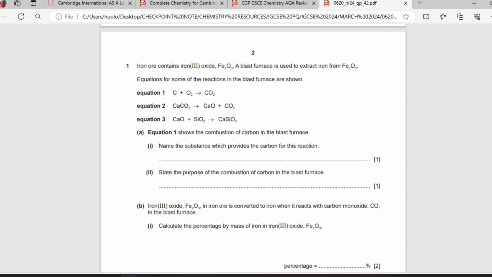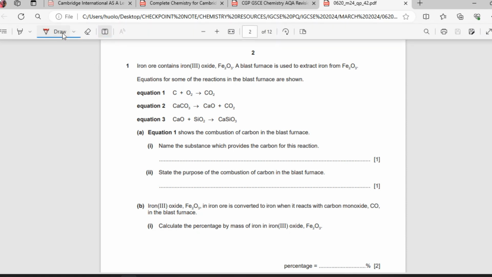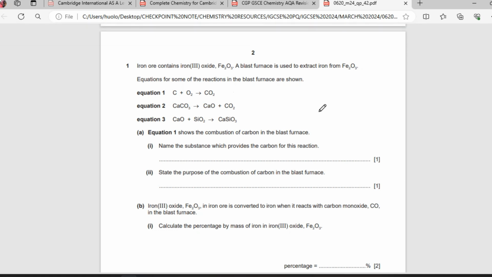Iron ore contains iron 3 oxide, Fe2O3. A blast furnace is used to extract iron from it, you see the formula. Equations for some of the reactions in the blast furnace are shown. So we can see the equations. These are some of the equations, not all the equations. Now we go to the equation. Equation 1 shows the combustion of carbon in the blast furnace.